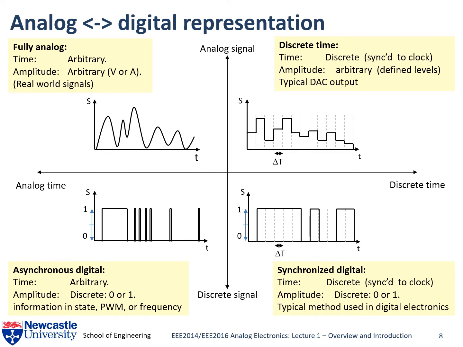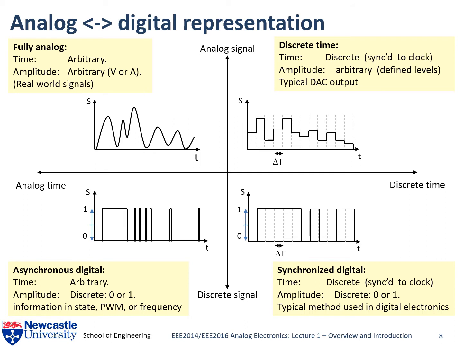As I go down the page, I can convert that information into a more completely digital form through the use of a synchronized signal. So that could be, as we do in a digital circuit, we have a clock signal that synchronizes everything. And that's the typical method that we would use in digital electronics. And then going to the final quadrant on the bottom left corner, that is a representation of what's called an asynchronous digital circuit, where there's no clock signal, but I might use the time signal as part of the information representation. So this could be something like a PWM output that we use to control in digital control, for example.